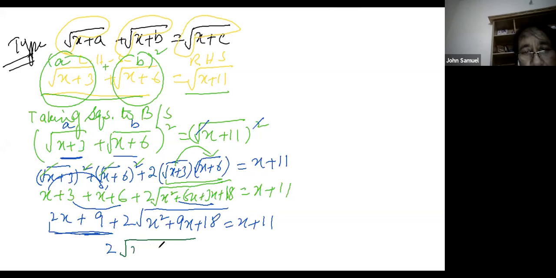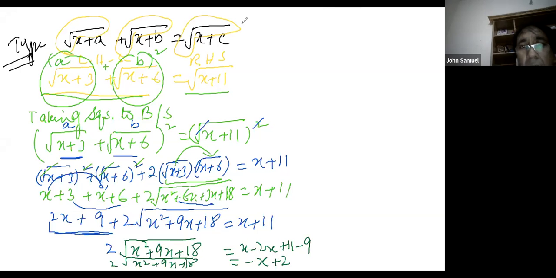x square plus 9x plus 18 under radical sign is equal to, when we shift, x minus 2x. You are familiar. Plus 9 will move to that side and become minus 9. And this will become minus x and plus 2. And this side we can write as it is: x square plus 9x plus 18. My dear student, hope you are getting it.